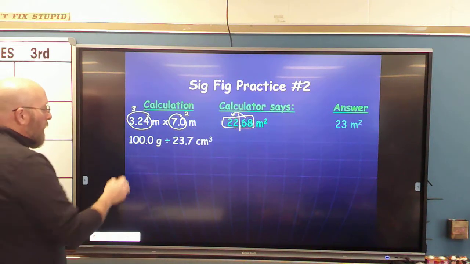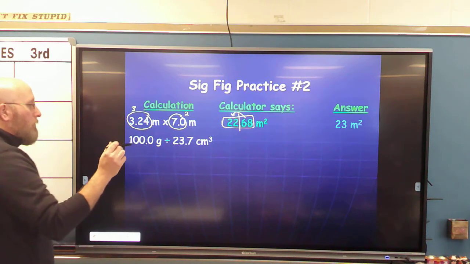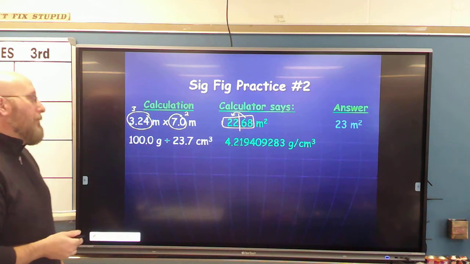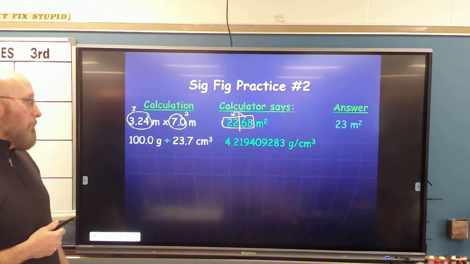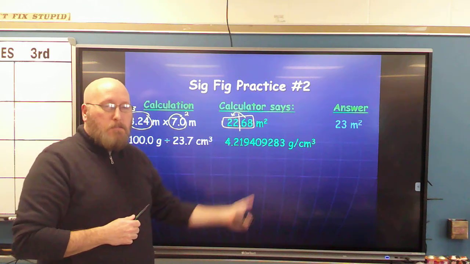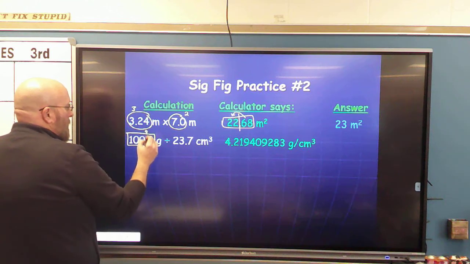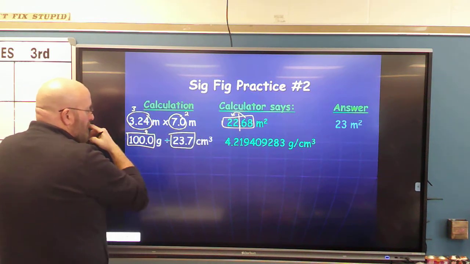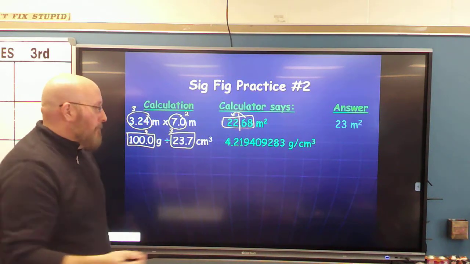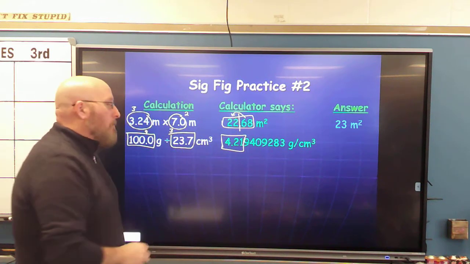The next one, 100.0 grams divided by 23.7 cubic centimeters. When you do the calculator math on it, this is the number you get, 4.219409283 grams per cubic centimeter. None of us want to write all that number down, do we? So what we do is we look here. We've got 4 Sig Figs, and here we've got 3 significant figures. So our answer has to have 3 significant figures. Well, that means we're going to look at these first 3 right here. Those are my first 3 numbers, aren't they?